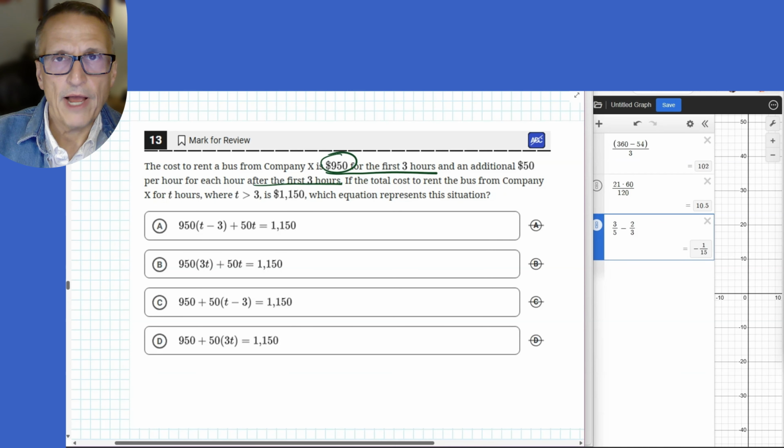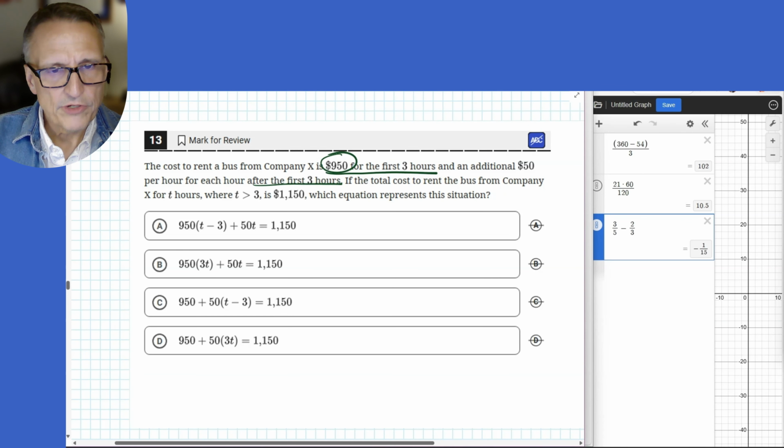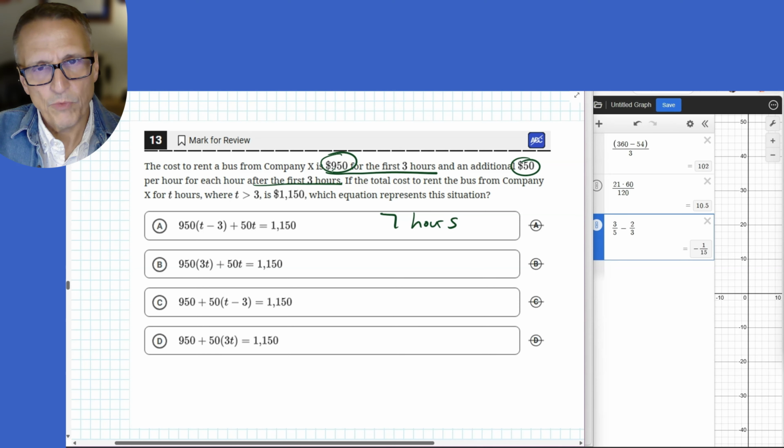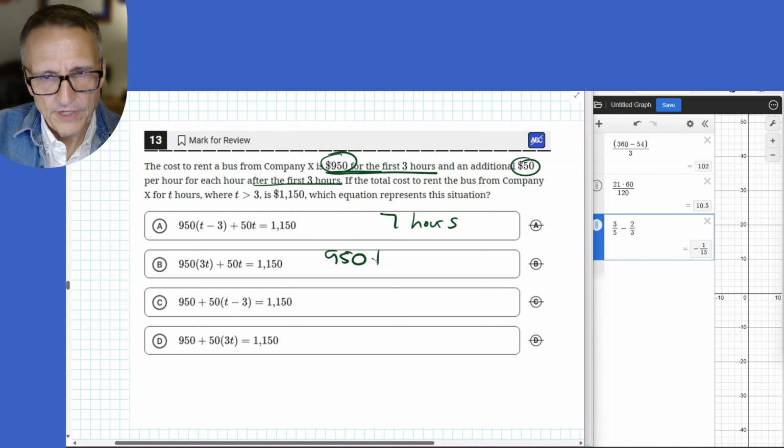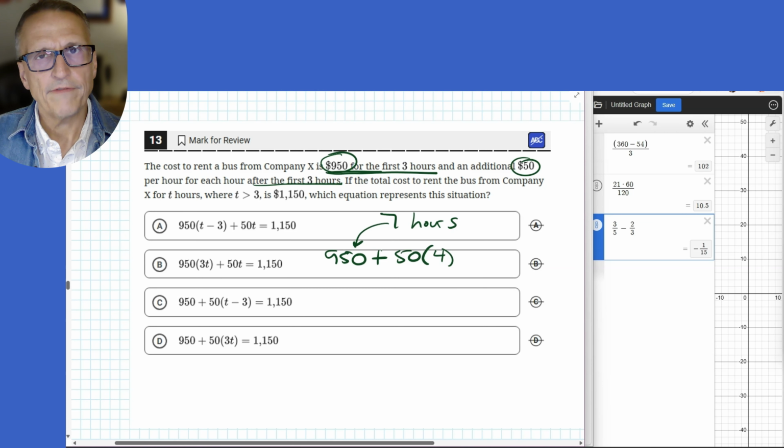So one way to think through how you would construct this equation is to think about it this way. What if I were to go in and say rent the bus for 7 hours? How would I expect to be charged? Well, I would only expect to be charged for 4 hours at $50 an hour because the first 3 hours are going to be charged including the $950. So I would expect to be charged $950 plus the $50 per hour, but only for 4 hours because the first 3 hours were included in the $950.